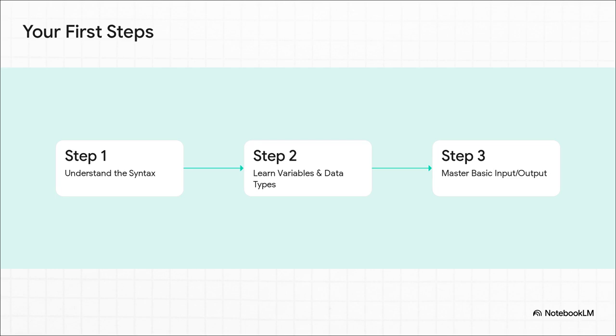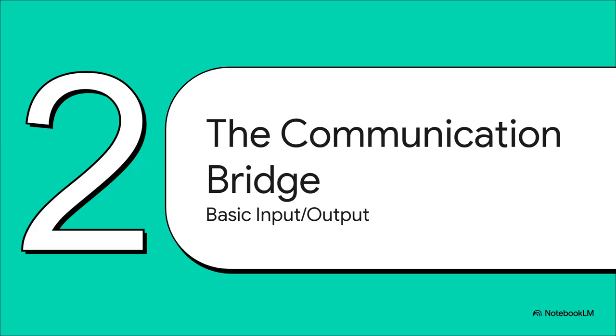Okay, so let's zoom in on that path. First, you get the hang of the syntax. Then you learn how to store information using variables. But step three is where the magic really starts to happen. Mastering basic input and output is what lets your program actually talk to a person, to you. And that brings us right to the heart of what we're talking about today.